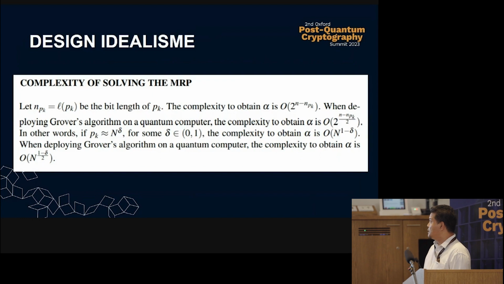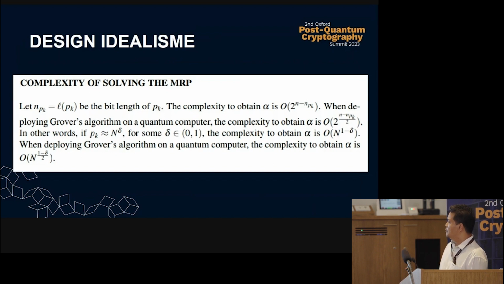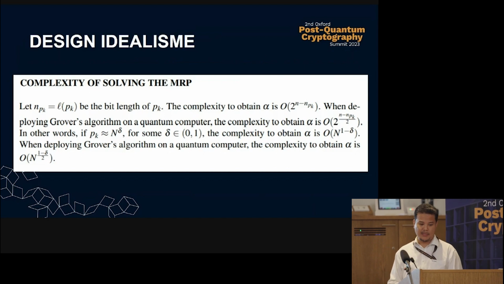The complexity is given as follows. If npk is the length of pk, the complexity to obtain alpha is actually O(2^(n - npk)). In other words, if pk is n^delta for some delta between 0 and 1, the complexity to obtain alpha is O(2^(n(1 - delta))). And if you deploy Grover's algorithm, it divides by 2.